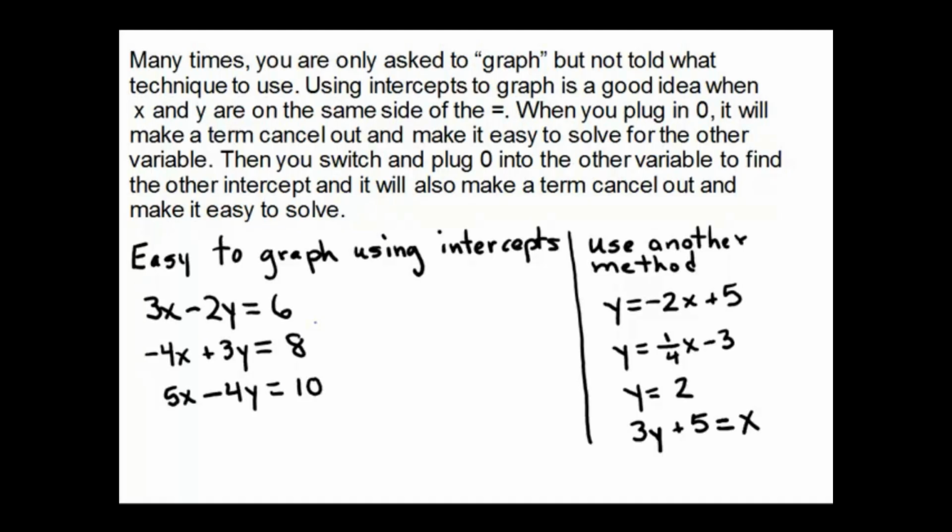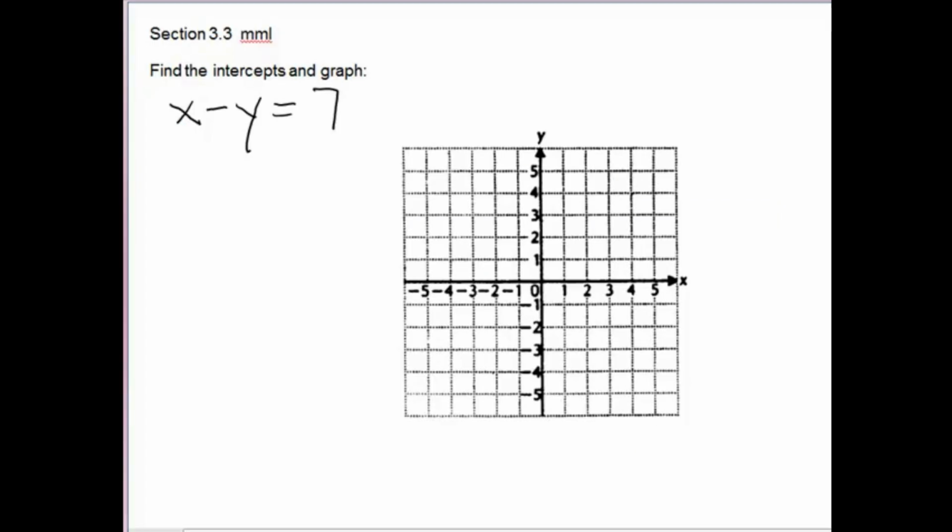Here are some examples on the left that will be easy to graph using intercepts. Notice all of these have x and y on the same side of the equal sign. These problems, if I was only asked to graph, I would not choose intercepts. The intercepts would take more work. A different method would be faster. We're going to find the intercepts and draw the graph.